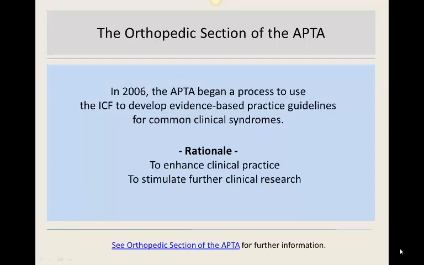The APTA and Orthopedic section began a process to develop clinical practice guidelines based on the latest evidence for common clinical syndromes. The purpose of the clinical practice guidelines is to enhance clinical practice patterns by assimilating and appraising the latest clinical evidence for management of patients with low back pain. The purpose is also to stimulate further research in areas where there is little evidence to help guide clinical practice. Please visit the orthopedic section of the APTA for further information on the clinical practice guidelines.